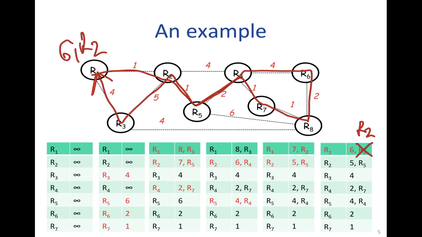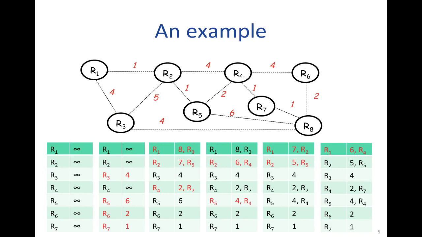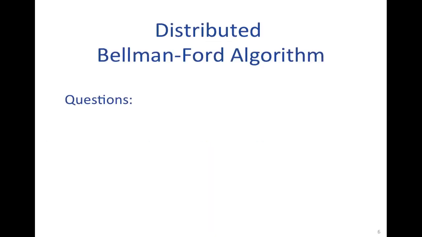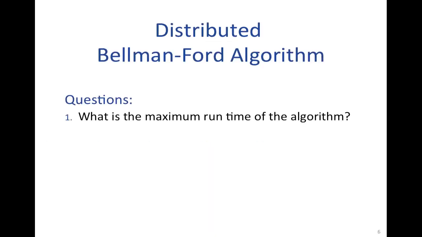So it's the longest loop-free path. We know that a path that has a loop in it must have a higher cost, so we're never going to pick that one. So long as we've gone as many hops as the longest loop-free path, we know that we'll finish. The question is, how do we know that we'll end up with the right answer? In fact, there's a couple of questions that are worth asking here. The first one is, what is the maximum runtime of the algorithm? I just told you that. It's going to be the hop count of the longest loop-free path.